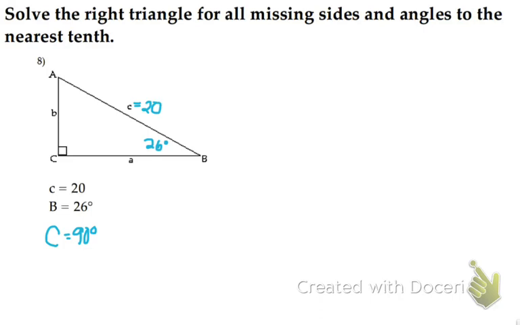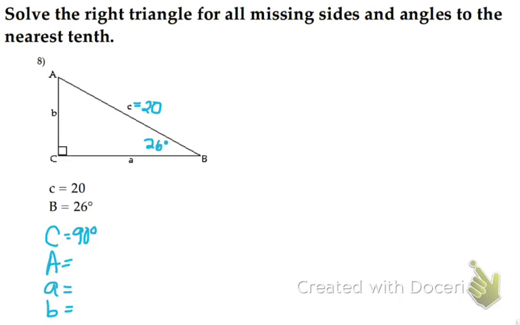What's left to find? Well, we need to figure out what angle A's measurement is. We need to know side length a and side length b. And we'll take them each one at a time. The angle A, of course, is the third angle of the triangle that we don't know yet. So we know C, we know angle B.